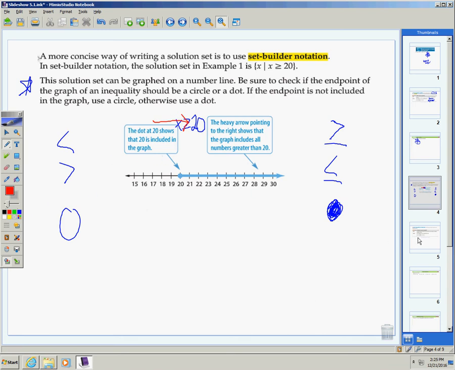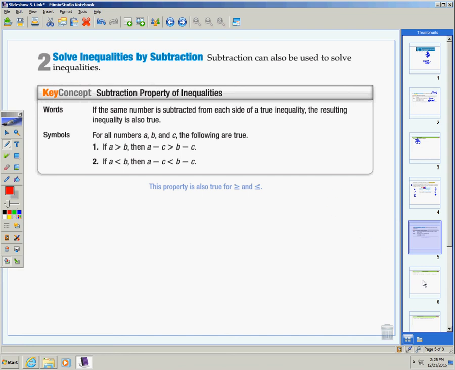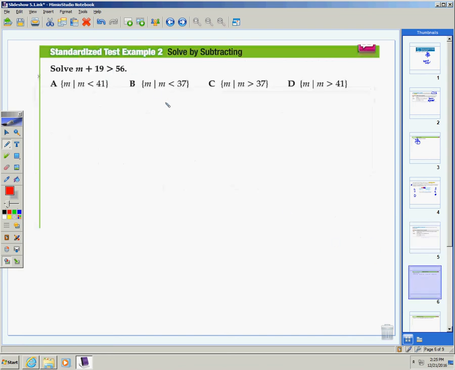Next we're going to talk about solving inequalities by subtraction. Remember, this is just like it was for equations, so don't worry about all this extra stuff. Here, m plus 19 is greater than 56. We don't have to be worried about this because it's the exact same thing as with equations. Subtract 19 from each side. m is greater than 37.